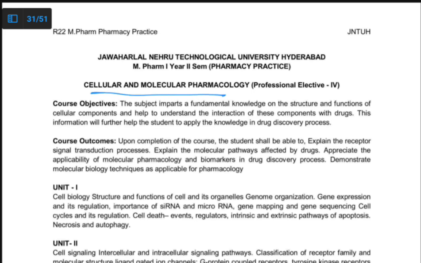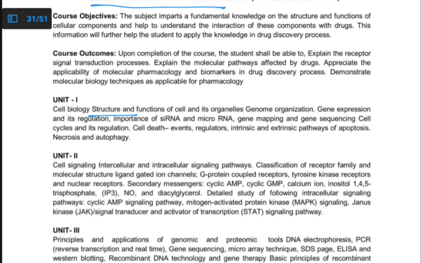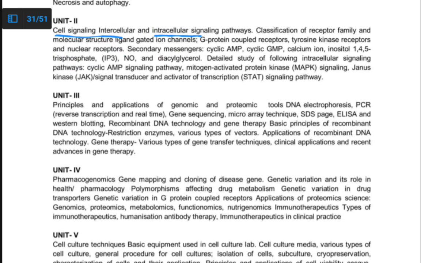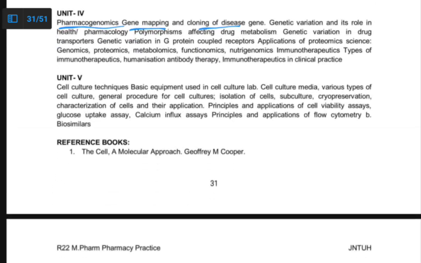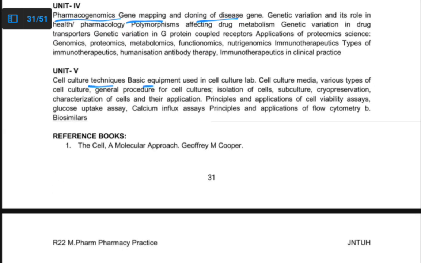cellular and molecular pharmacology. In this, we have cell biology, functions and organelles, genome, cell signaling, intracellular signaling pathways, and principles and applications of genomic and proteomic tools in DNA electrophoresis, pharmacogenomics, gene mapping, cloning of disease genes, and cell culture techniques, basic equipment used in the culture lab.